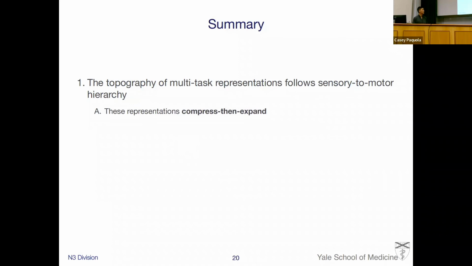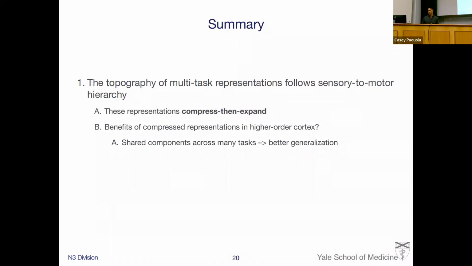So what might the benefits of compressed representations, especially in association areas, be? Our ongoing hypothesis is that if you have shared components across many tasks, so shared latent spaces, this should lead to better generalization to novel tasks. This is ongoing work that we're working on. You can use any kind of multitask dataset for this. You need compositional tasks that have shared structure across different tasks and task conditions.